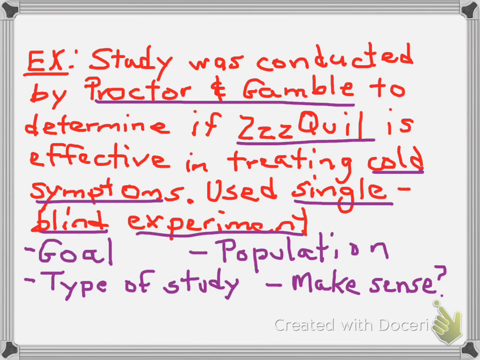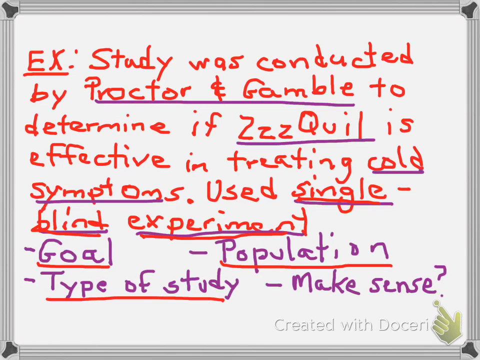Okay, so to analyze this example, we first want to look at the goal of the study. Well, of course, the goal of this study was to determine if ZzzQuil was effective in treating a cold. The population being studied would be persons that have a cold. The type of study that was conducted was the single-blind experiment. And lastly, does it make sense? In other words, does this setup make sense?